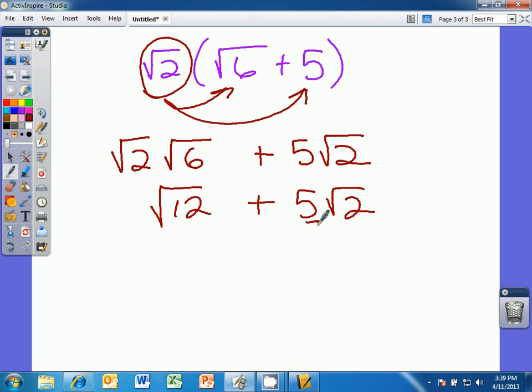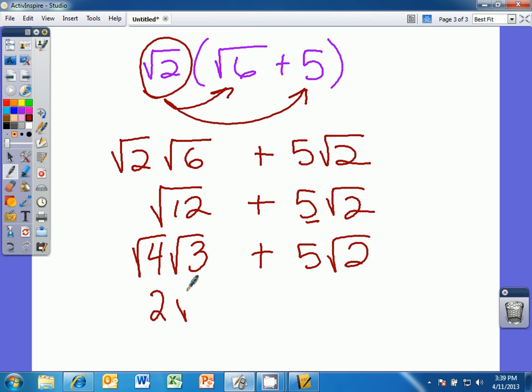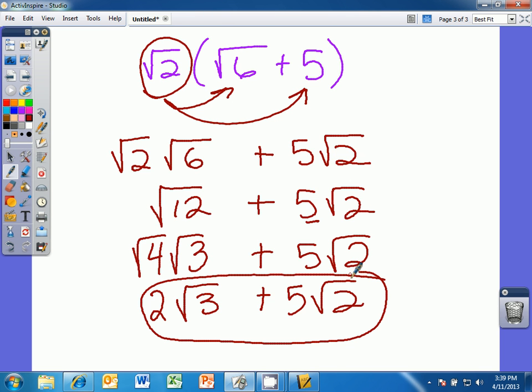Radical 12 has a perfect square factor of 4 in it, so I'm going to simplify that to radical 4 times radical 3 plus 5 radical 2. Square root of 4 is 2, so my final answer is 2 radical 3 plus 5 radical 2. I can't do anything more because my radicands are not the same, so I have unlike terms.